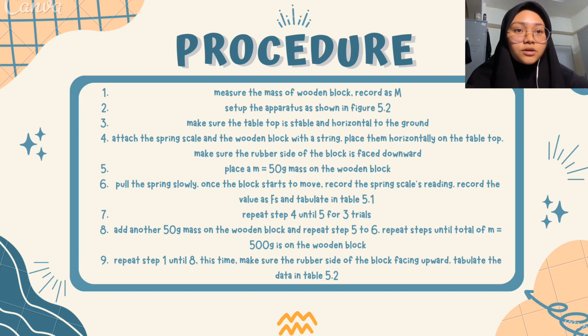Pull the spring scale slowly. Once the block starts to move, record the spring scale's reading. Record the value as Fs and tabulate it in table 5.1. Repeat steps 4 to 5 for 3 trials. Add another 50 gram mass on the wooden block and repeat steps 5 to 6. Repeat until a total mass M of 500 gram is on the wooden block. Repeat steps 1 to 8, this time making sure the rubber side of the block is facing upward. Tabulate the data in table 5.2.